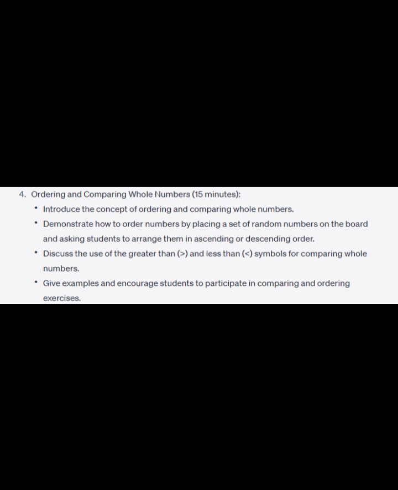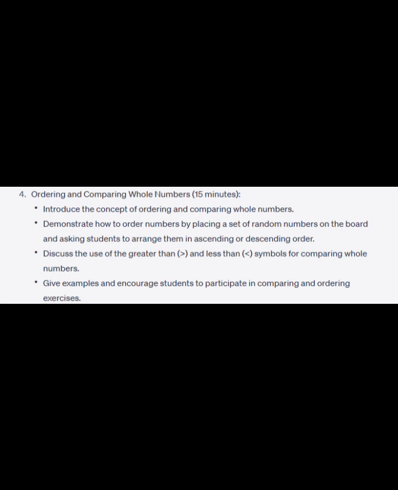Define natural numbers as whole numbers greater than 0: 1, 2, 3. Define counting numbers as natural numbers excluding 0: 1, 2, 3. Write these classifications on the board and provide examples.